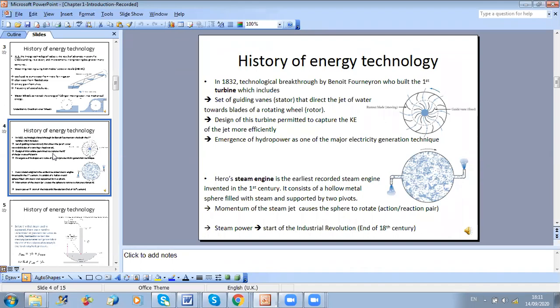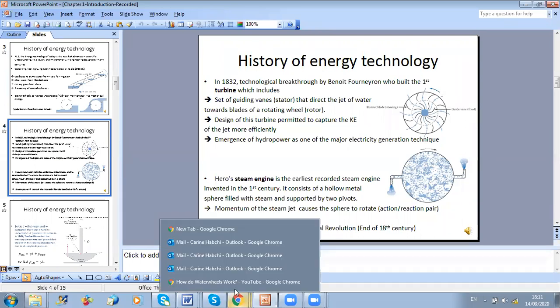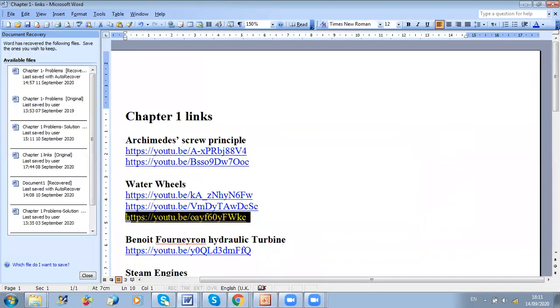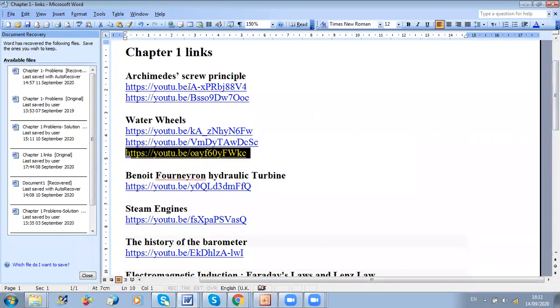And to give you a better idea about how this turbine functions, I also prepared for you a video showing how this will happen. So here you have in order the ideas as in the slide. First we talked about Archimedes principles, then water wheels, then the hydraulic turbine, the first hydraulic turbine.